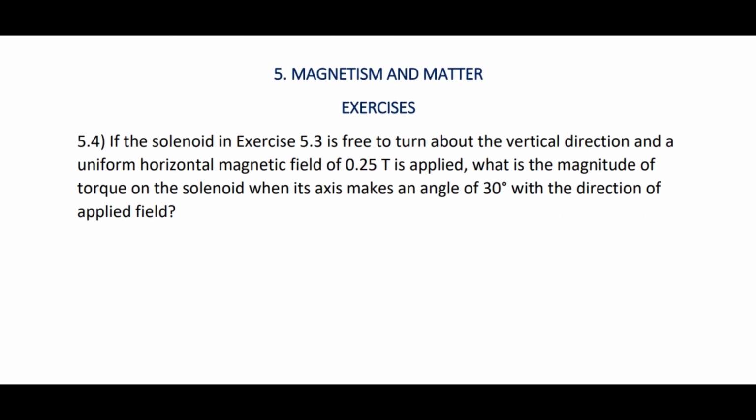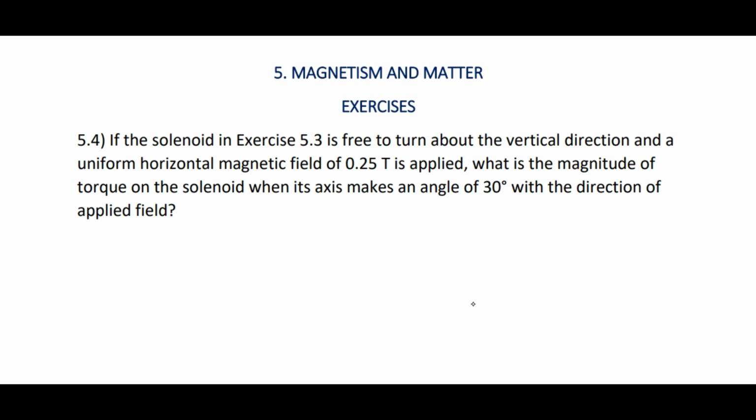Coming to 5.4. If the solenoid in exercise 5.3 is free to turn about the vertical direction and a uniform horizontal magnetic field of 0.25 Tesla is applied, what is the magnitude of the torque on the solenoid when its axis makes an angle 30 degrees with the direction of the applied field?